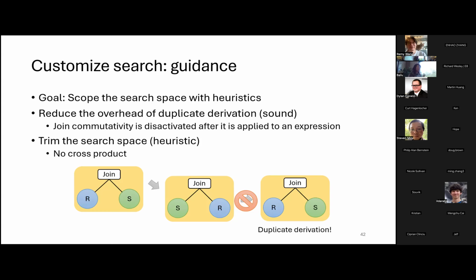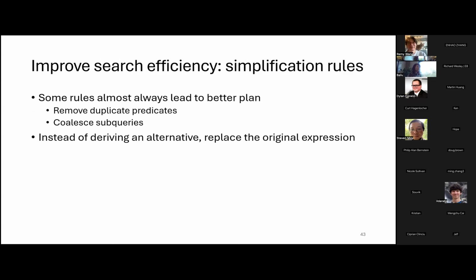Now, in addition to this customized search strategy, there are other techniques which improve the efficiency of the search itself. The first thing is the simplification rules. This is actually kind of important because you don't know how people write the query or how the queries are generated. There are some cases where some rules are just always better to apply and lead to a better plan. An example is removing duplicate predicates in your query, or removing common expressions in the subquery to remove part of the subquery.